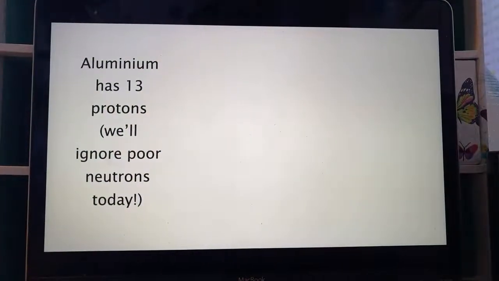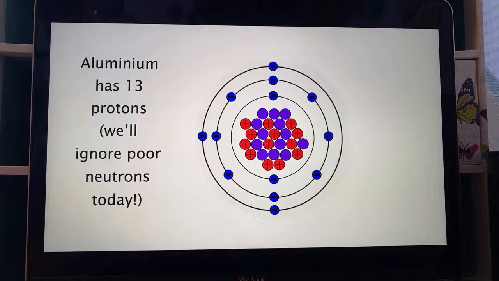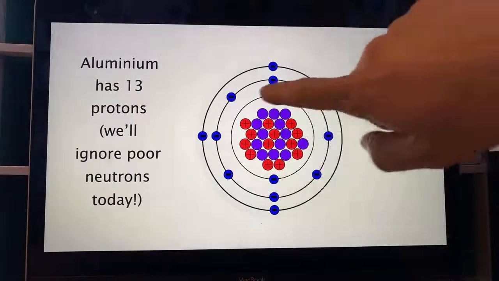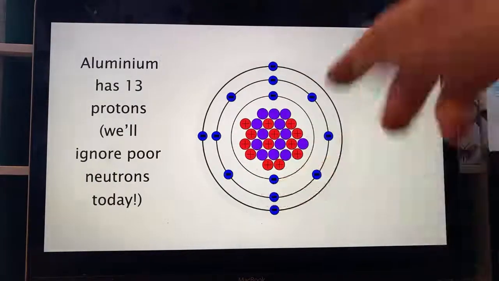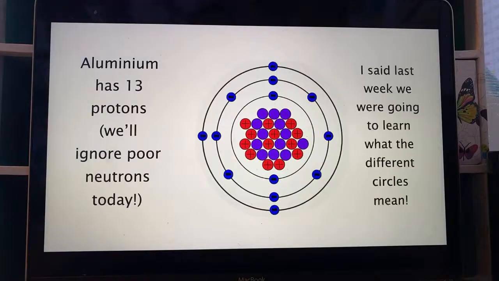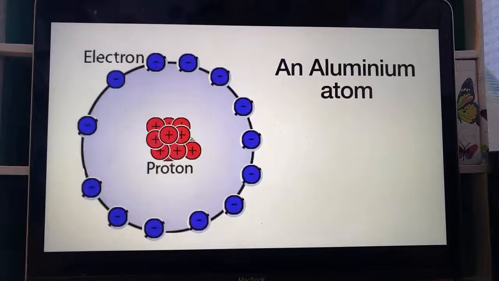Okay, so last week we looked at aluminium atoms, right? And we said that they had 13 protons. We're just going to ignore neutrons today. But here's 13 protons in the centre. And I showed you there were these circles around the atom. And I said I would explain this week what they are. So this week, we're going to look at why this is actually a much better way to draw an atom than the one that I've drawn on the board.